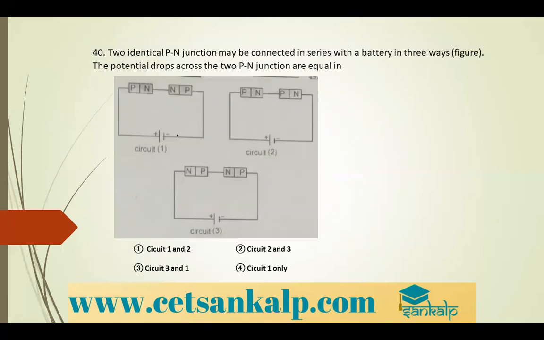Next. Two identical PN junctions may be connected in series with a battery in three different ways. The potential drop across the two PN junctions are equal.